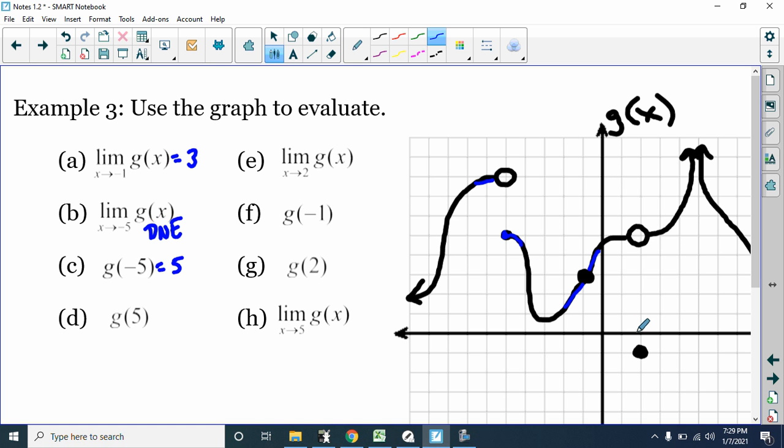G of 5, what is y when x is 5? There's not a y value. The limit as x approaches 2 of g of x. As I get close to 2 on both sides, my y value is getting close to 1, 2, 3, 4, 5.